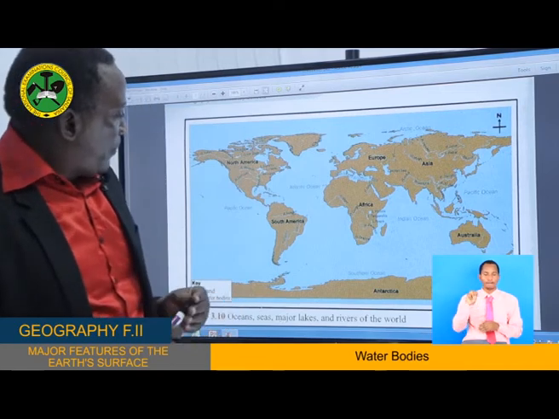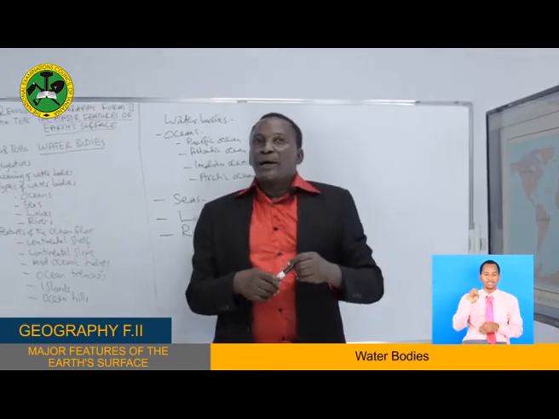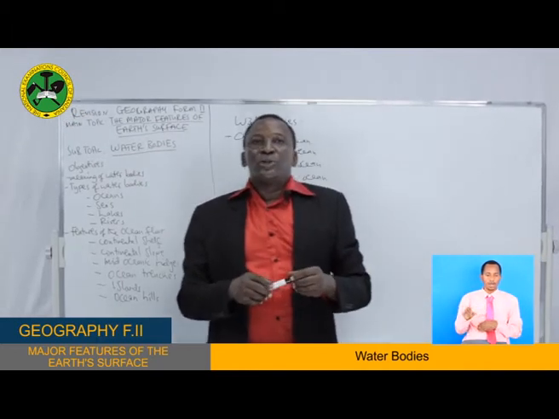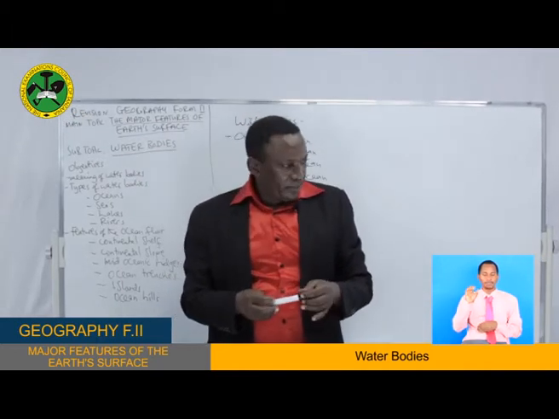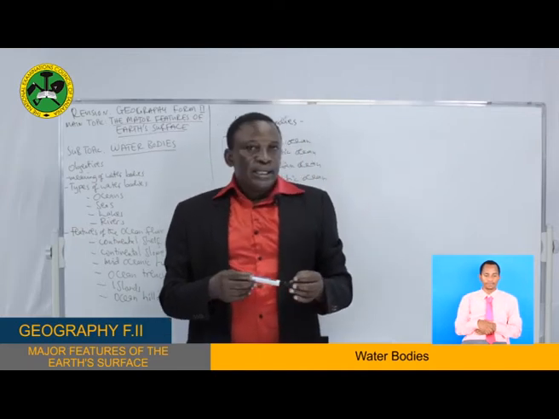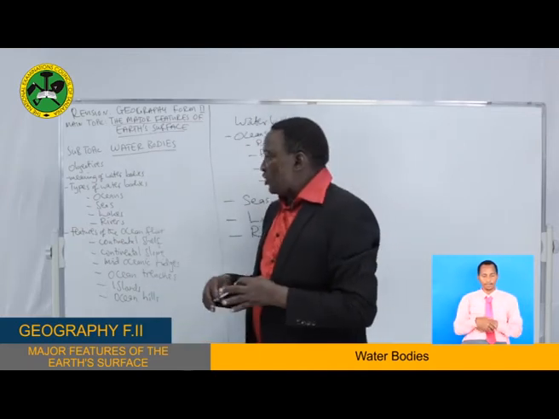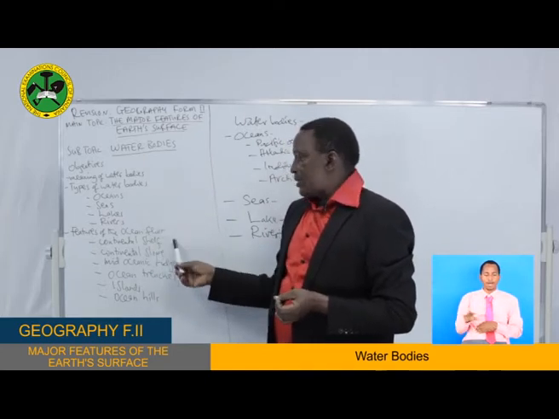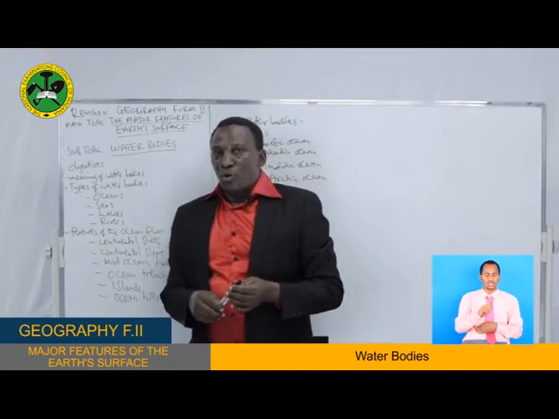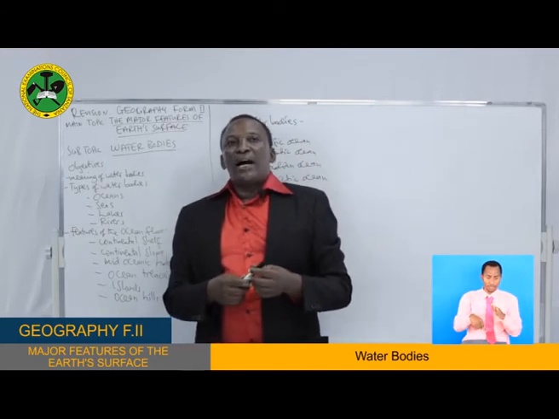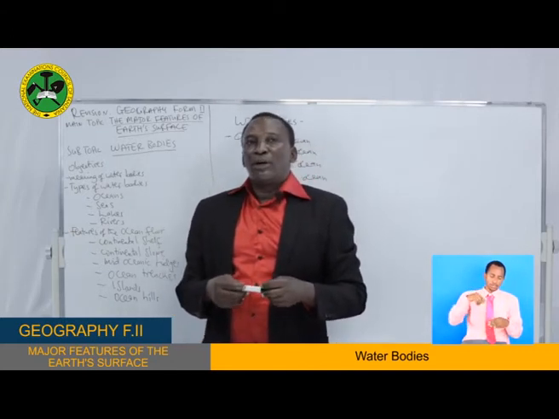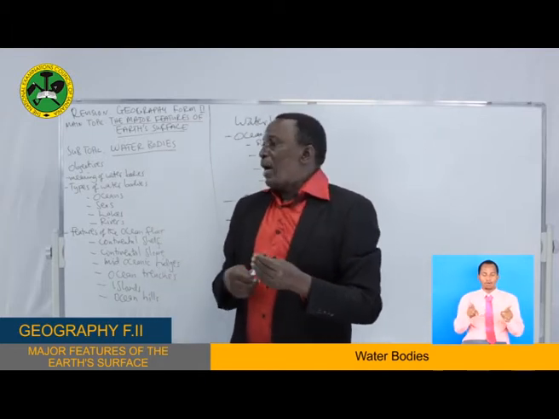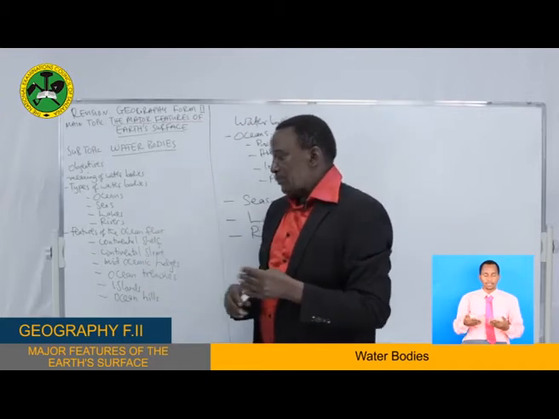Dear students, these are the types of water bodies which are found on the surface of the earth. Now, as I pointed out here, these oceans are not flat in their floors. Their floors have features. So, dear students, we are going to review the features found on the ocean floor.